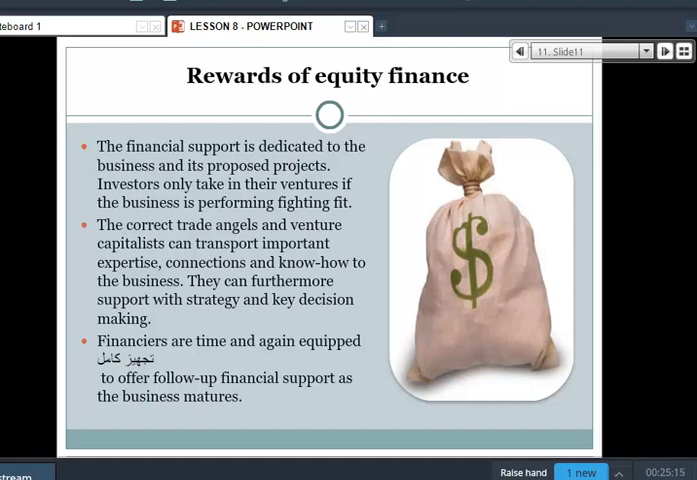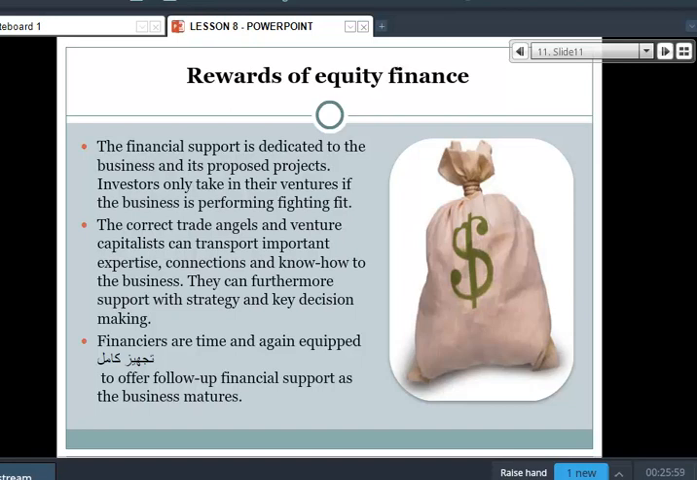So the business angels and venture capitalists can transport important expertise, connections and know-how to the business. They can furthermore support with strategy and key decision making. They are not only interested in giving their money to the startup business, but they can also contribute to the management of the company, giving decisions, sharing ideas, thoughts, and so on and so forth.